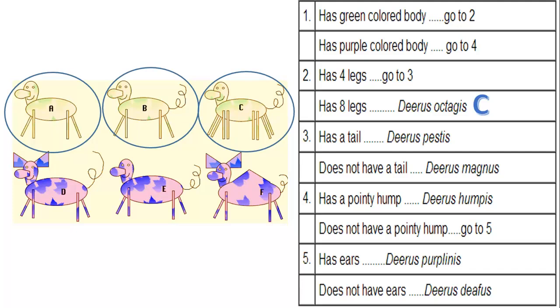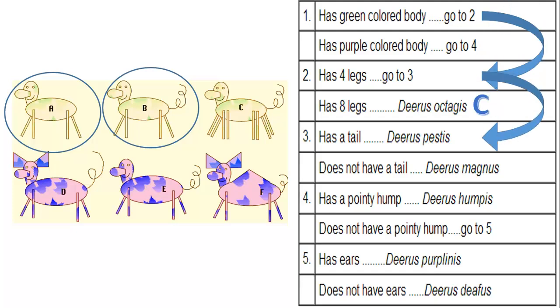So let's start over. Has green body, so we're back to the 3 deers, A, B, and C. Now has 4 legs, so now we exclude C because we already know it's Dirus octagus. And then we go to question 3. Has a tail, so it's Dirus pestis. So let's have a look here. Now this is the Dirus pestis.